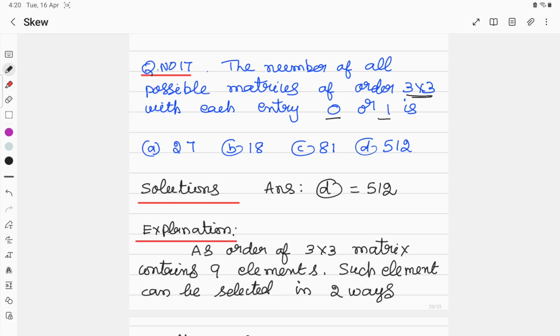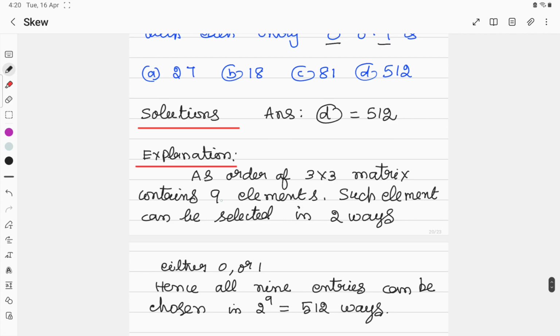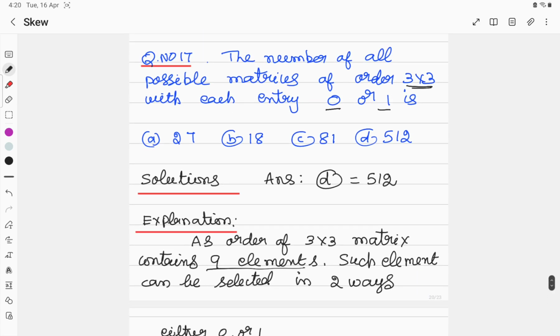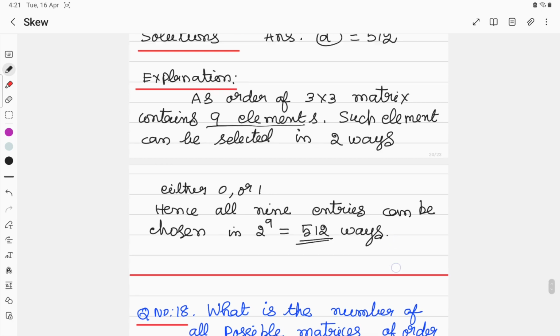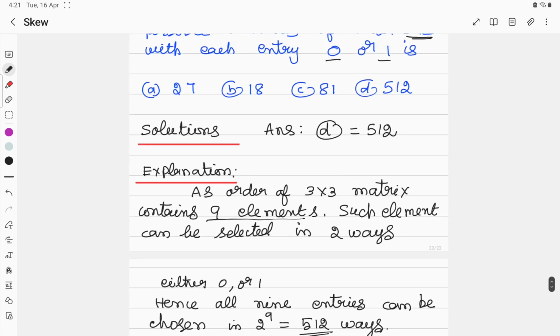Let us see how. Given, the order of the matrix is 3 into 3. So a 3 into 3 matrix contains 9 elements. In how many ways is it possible to fill these 9 elements with 0 and 1? There are 2 ways. Using probability we get 2 power 9 chances. So 2 power 9 is equal to 512. 9 elements, 2 ways possible, 2 power 9. So the entries can be chosen in 512 ways. So answer D.